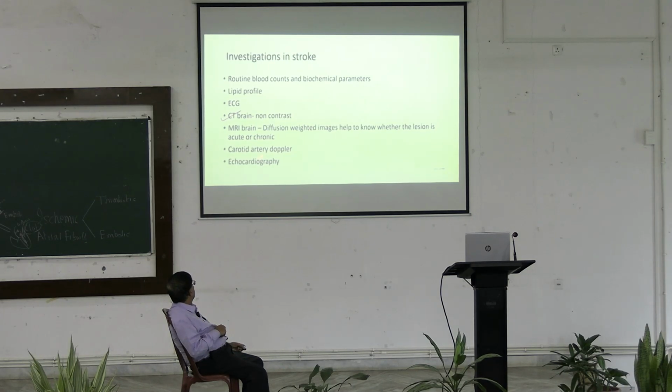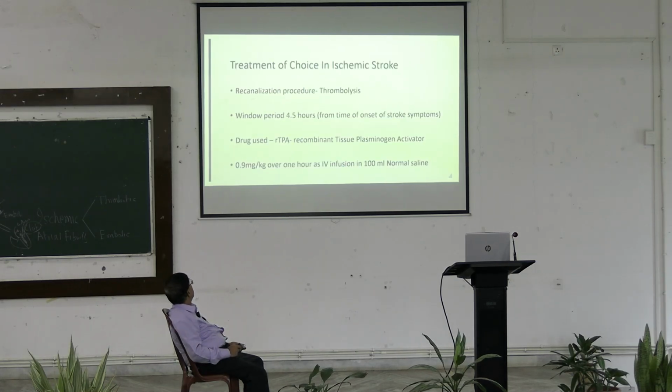Anyway, next is carotid artery Doppler. The ultrasound Doppler of the carotid arteries will tell you whether there is any thrombus in the carotid artery or not. That is the investigation part of it. And echocardiography is an investigation of the heart that will tell you whether there is valvular heart disease or not, whether there is a clot in the left atrium or not, etc. You will get a lot of information after doing an echocardiography.